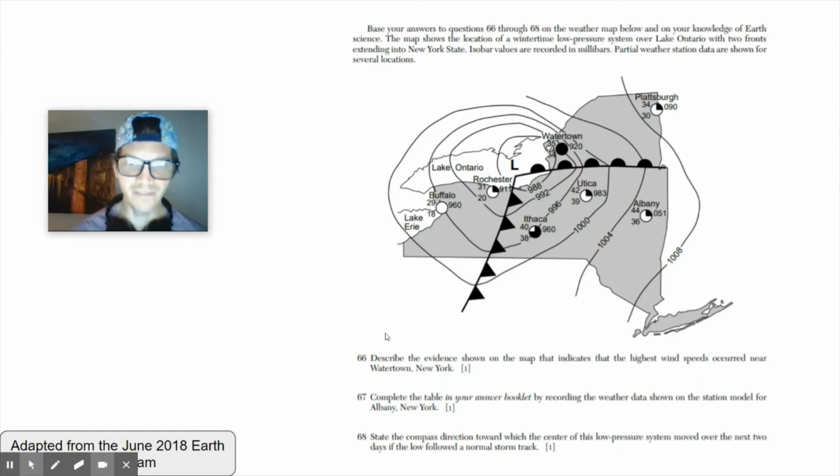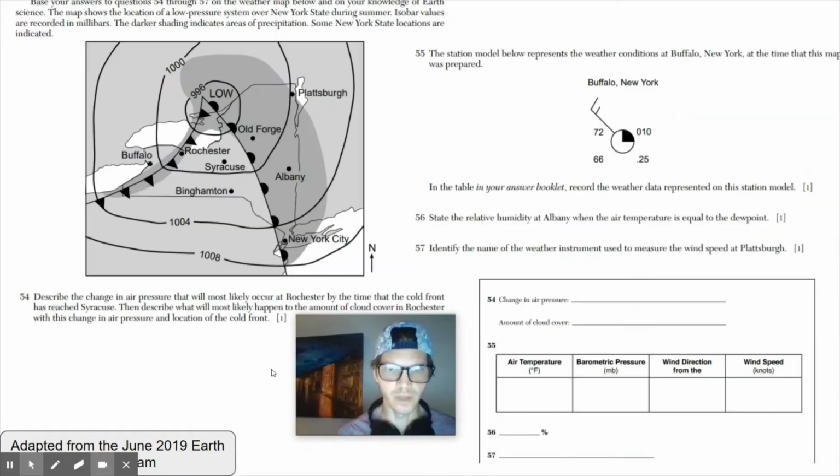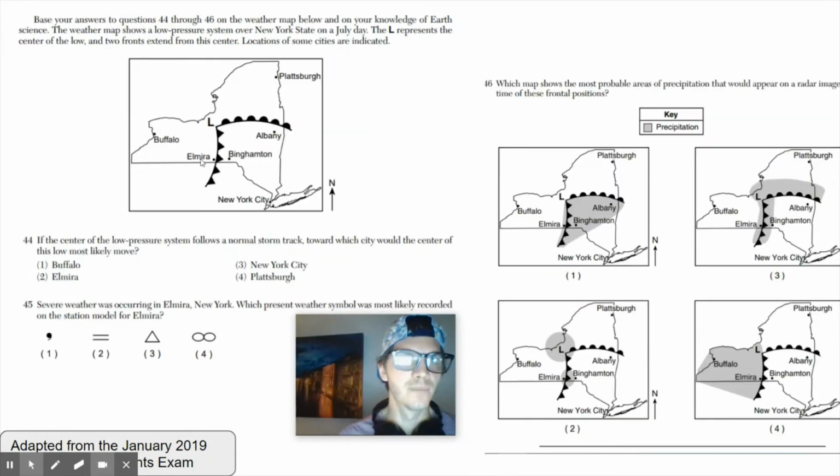next 2 days if the low followed the normal storm track. Well, our normal storm track is going to be weather moving north and east because we're going to have maritime tropical air mass pushing the air north, and then we're going to have those continental polar air masses coming down from Canada and pushing things eastward. So if this continues in the normal storm track, we would expect to see this low pressure area move north and east. Let's take a look at another question having to do with storm tracking and predictions.